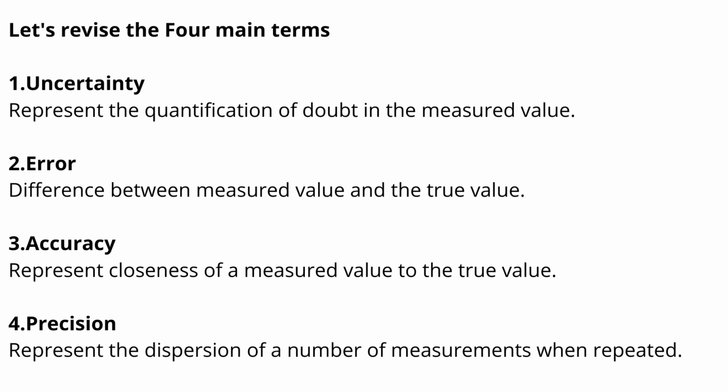Let's revise the four main terms. First, uncertainty represents the quantification of doubt in a measured value. Second, error is the difference between the measured value and the true value. Third, accuracy represents the closeness of a measured value to the true value. Fourth, precision represents the dispersion of a number of measurements when repeated.